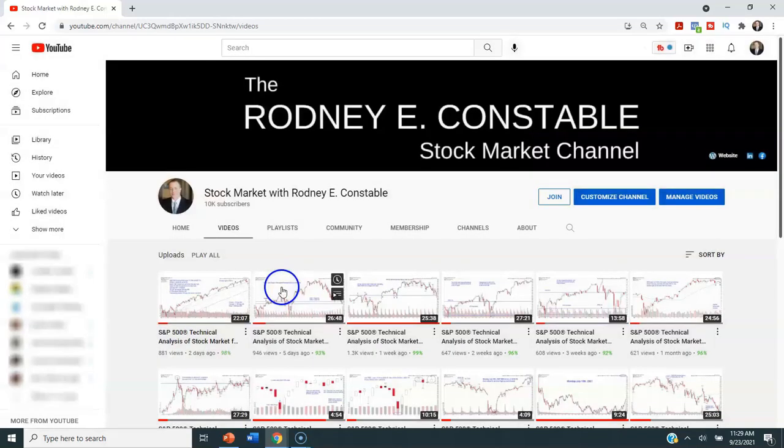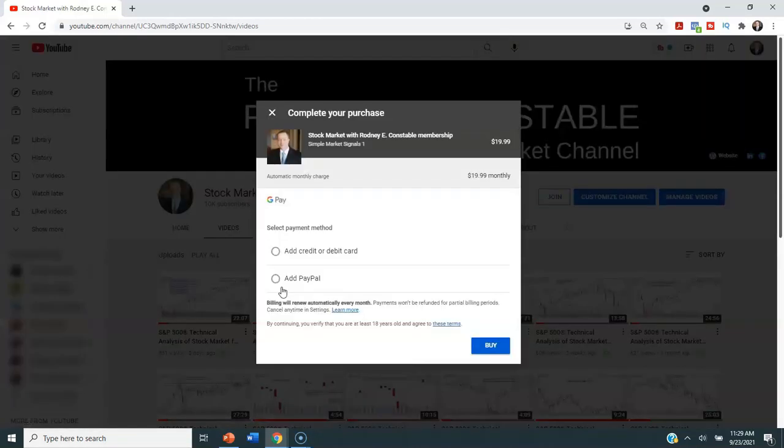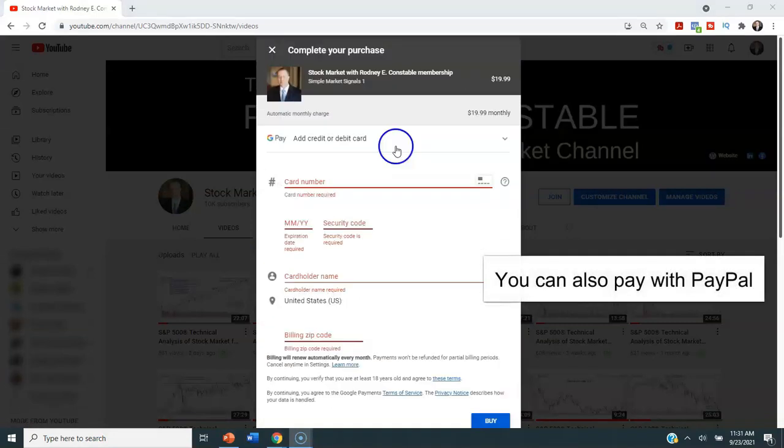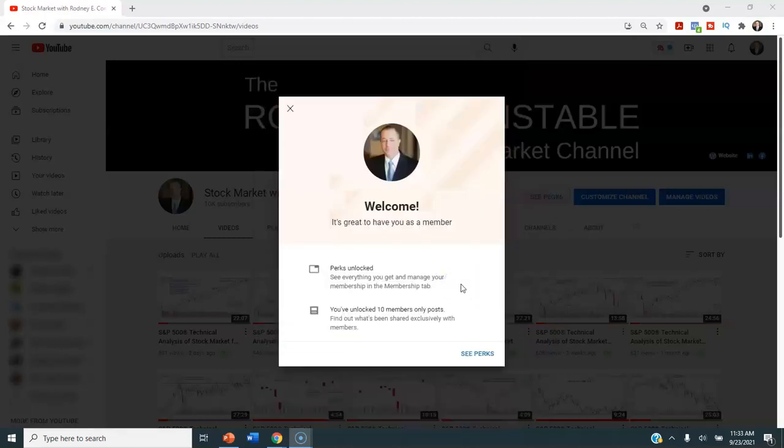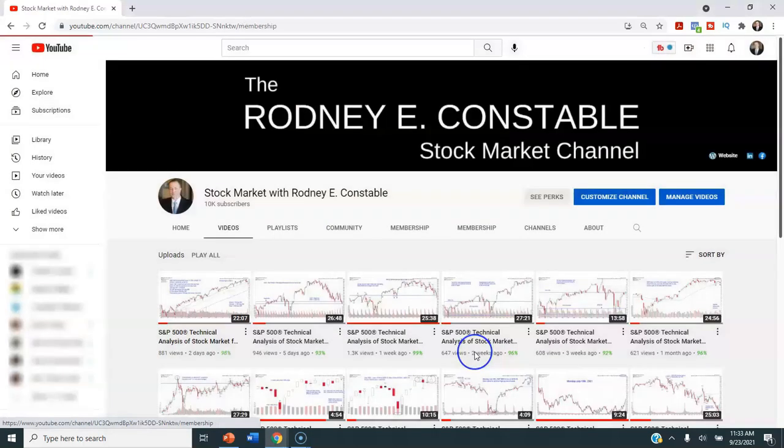And then you click on the join button and you want to add your credit card information. So as you can see here, you can pay with either a credit or debit card. Enter your card number, of course, the month and year of expiration, security code, cardholder name, and your billing zip code. So I'm going to fill all of this information in, and I will be right back. So once you hit that buy button, which is in the lower right-hand corner of that box, you will then get this pop-up. Welcome. It's great to have you as a member. So then you can click on the See Perks.